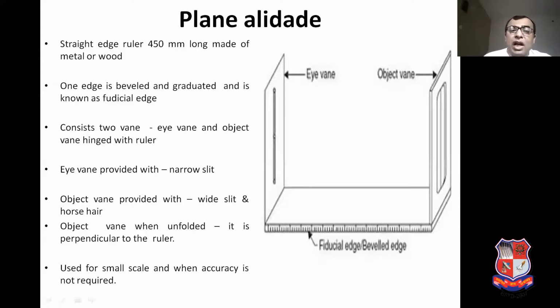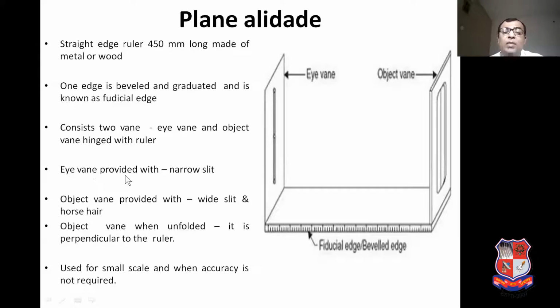Simple ALIDADE consists of two vanes, one is the eye vane and one is the object vane. You can see here this one is the eye vane and this is the object vane. Both the vanes are hinged with the ruler. You can see a hinge joint. These vanes are fixed with this ruler by the hinge joint.